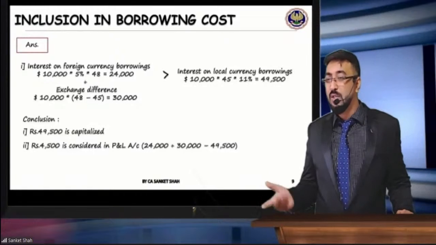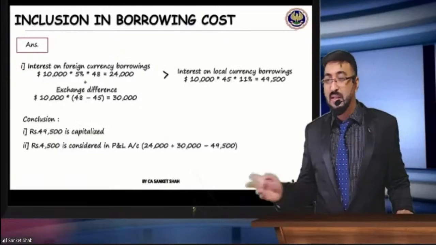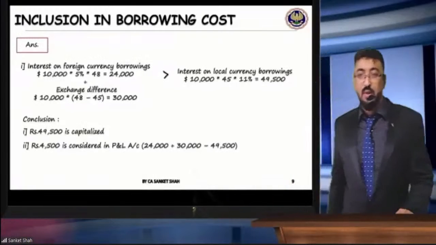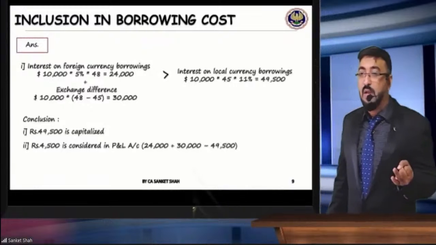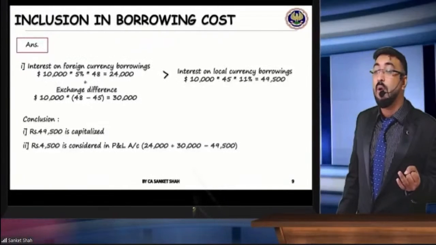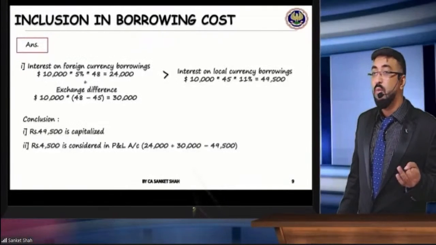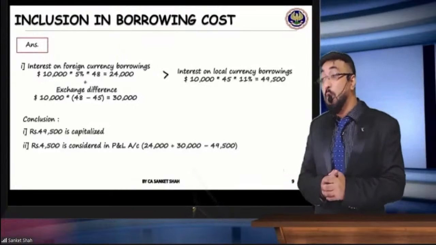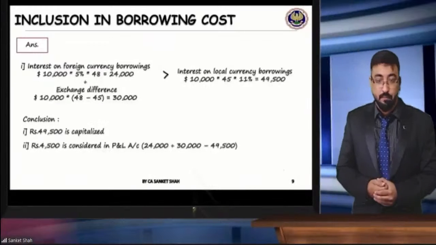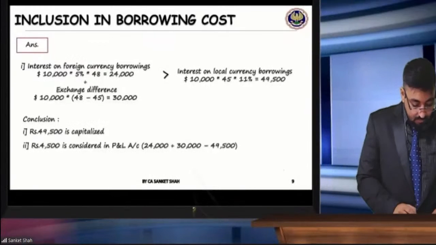So this is a simple logic which I have considered. What is the greater amount and what is the smaller amount? You will spend interest plus exchange difference in case of foreign borrowings. Whether exchange difference will arise in case of local borrowing, beta? It won't arise. Exchange loss never arises in case of local borrowings.